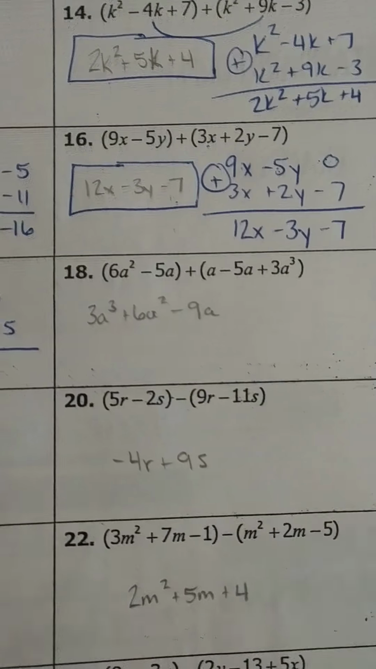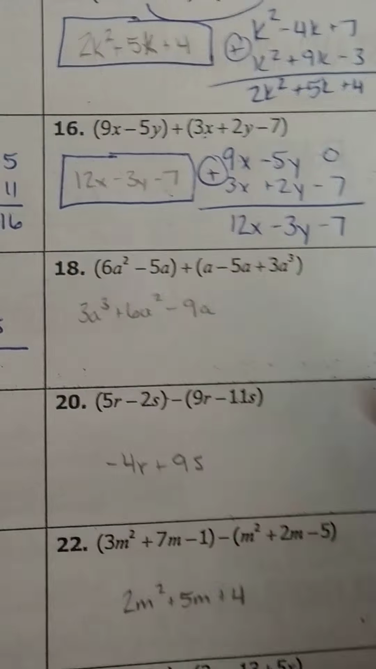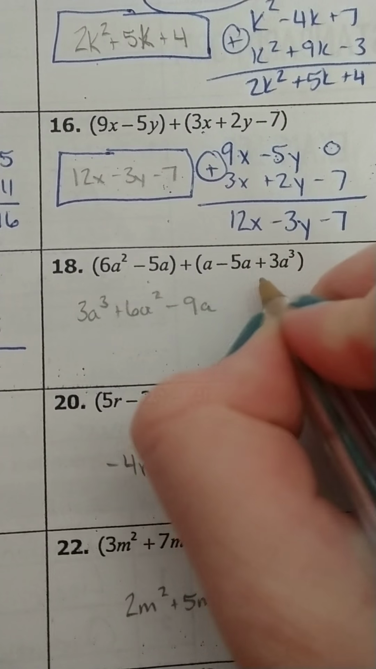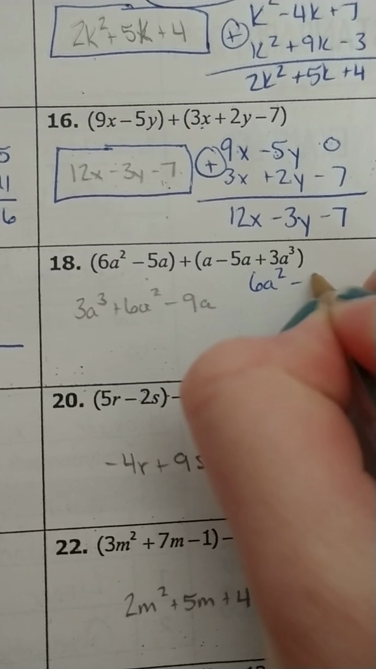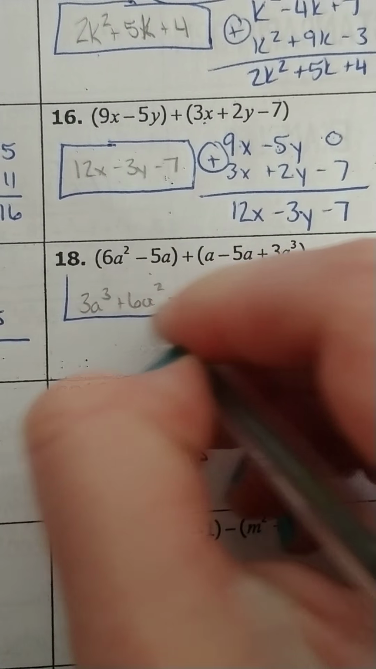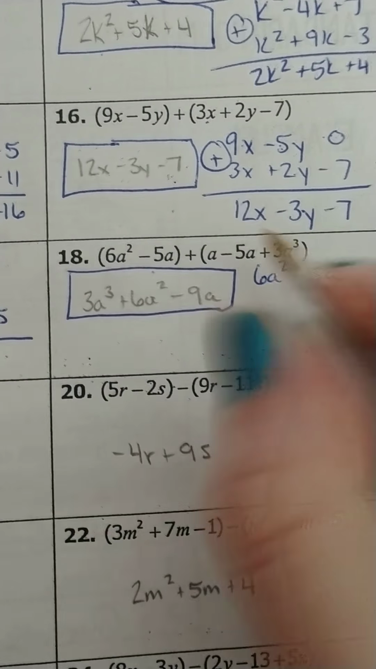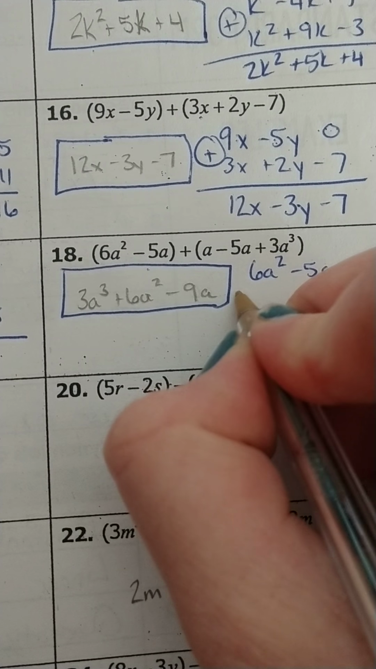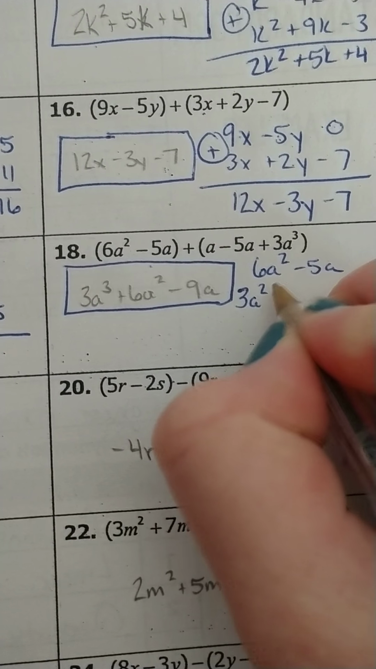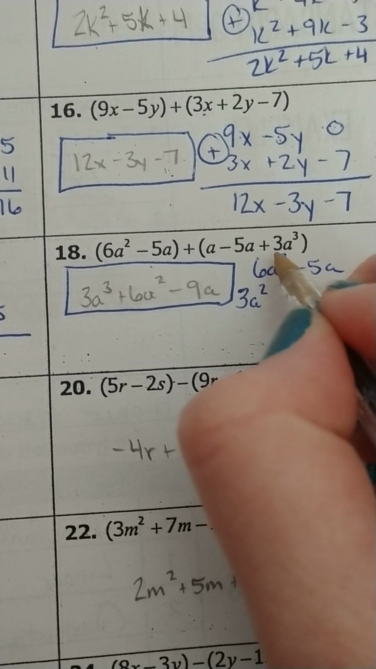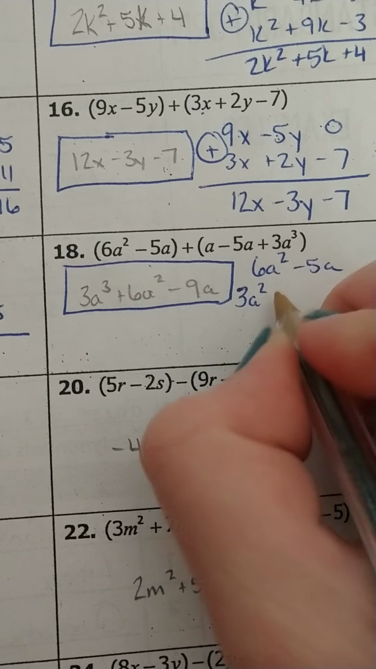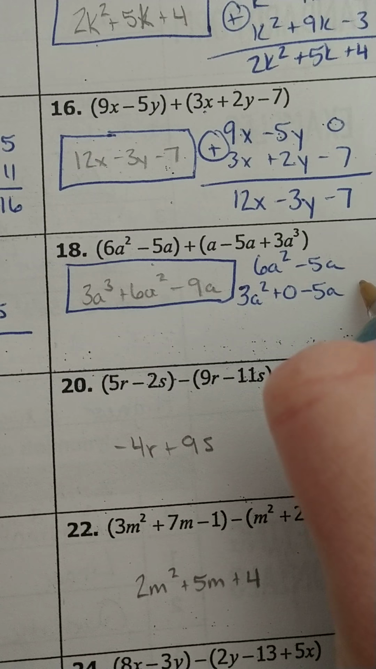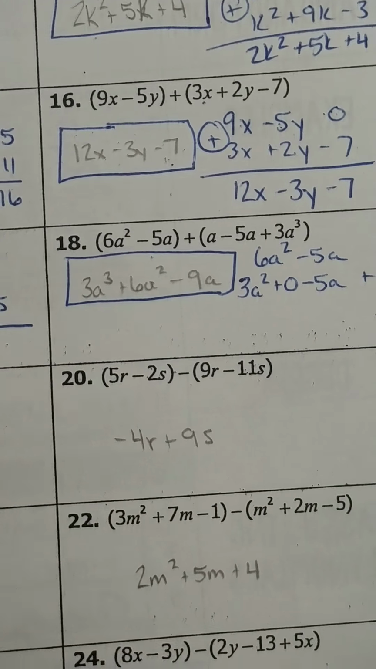Number 18. Again with the adding. So that first one is already in standard form. 6a squared minus 5a. Your second one, however, is not in standard form. I did not leave myself enough room for that. You've got 5a cubed. If you notice, you don't have an a squared anywhere in here. So we're going to put a plus 0 minus 5a plus, oh.